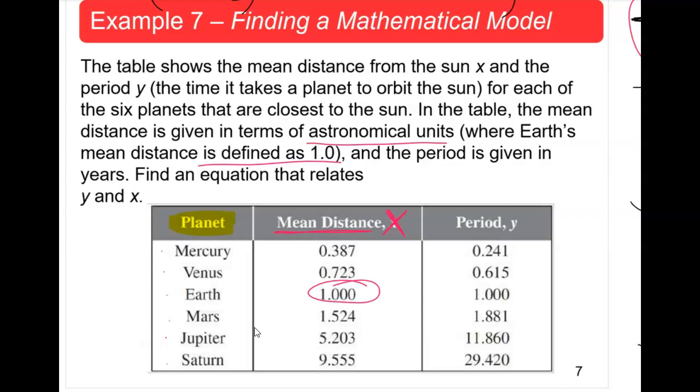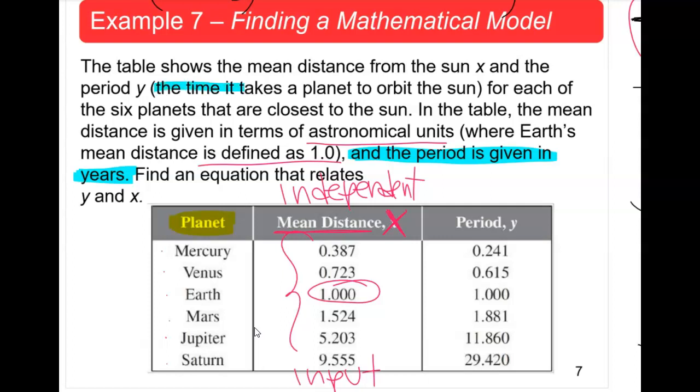Okay, so that will be the input, the independent variable. The set of all those distances is the domain. Now the output is going to be the period given in years. And that is the time it takes a planet to orbit the sun, but in years that are like our years, Earth years.